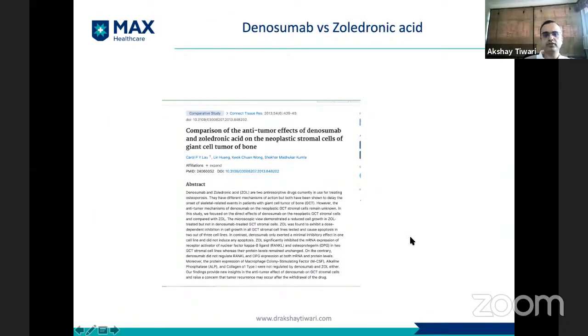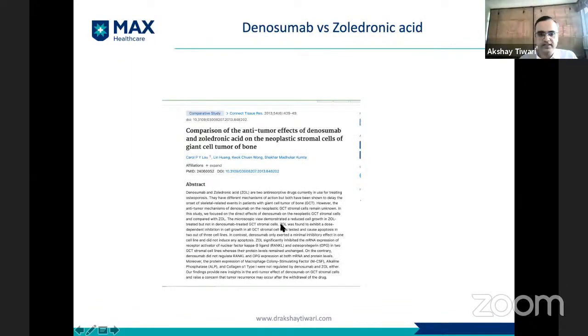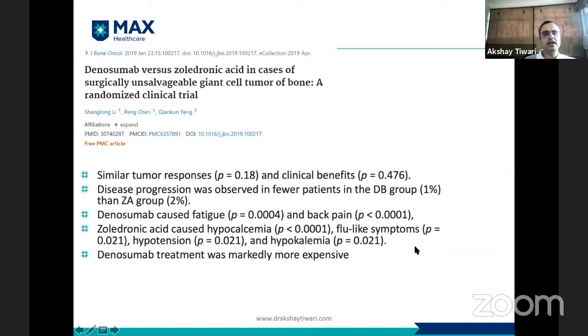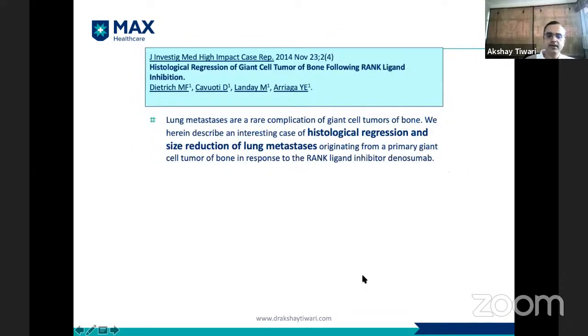So how do we compare denosumab with zoledronic acid? The same group showed that denosumab actually doesn't work that much on the neoplastic stromal cells, whereas zoledronic acid does. And that makes a lot of sense in choosing zoledronic acid in the post-operative period, if at all, rather than denosumab. In fact, another work showed that denosumab treatment, even if having similar tumor responses, was markedly more expensive, and we all know that. An odd case report where sustained long-term complete regression has been reported is only anecdotal, and we all know that the moment you stop denosumab, giant cell tumors will start regrowing.